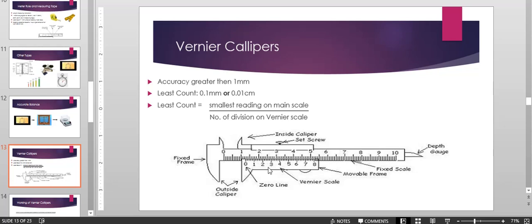This is the vernier scale, and this one is the main scale. This is a screw which is used to tighten the vernier scale after placing an object between the jaws. And this rod is used to find out the depth of any object, for example, a measuring cylinder.